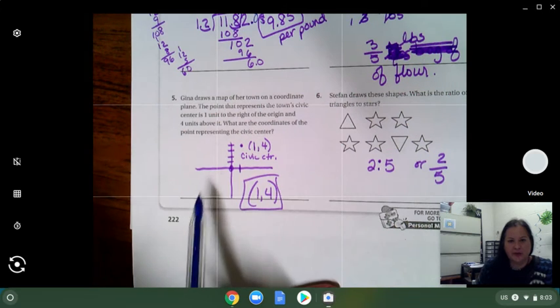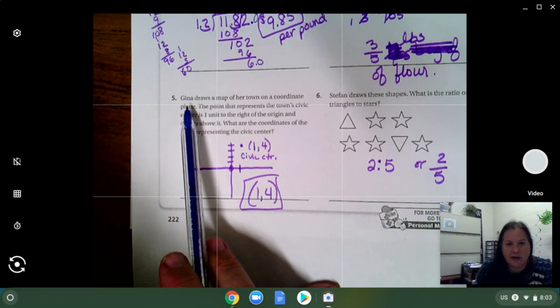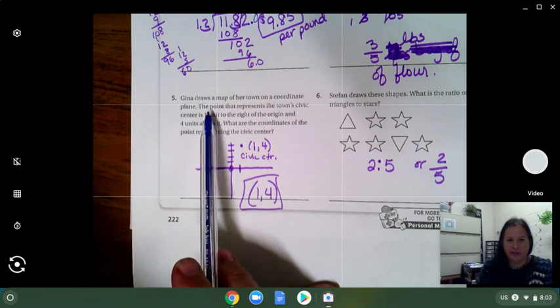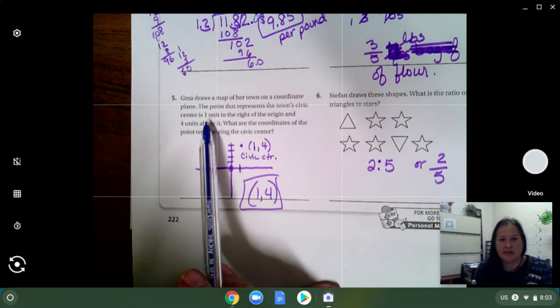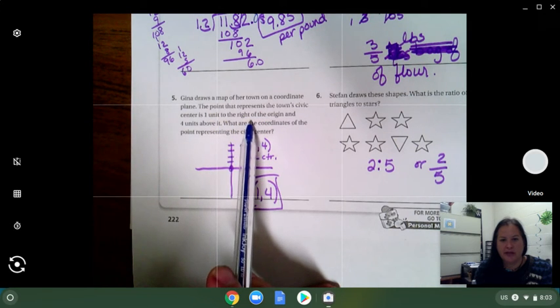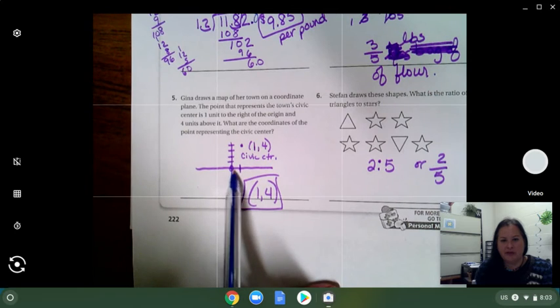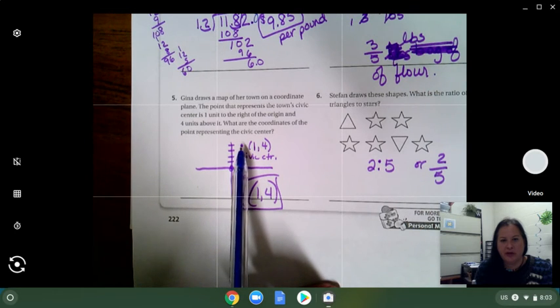All right, so it says Gina draws a map of her town on a coordinate plane. The point that represents the town's civic center is 1 unit to the right of the origin and 4 units above. So 1 unit to the right, 4 above. What are the coordinates of this point representing the civic center?